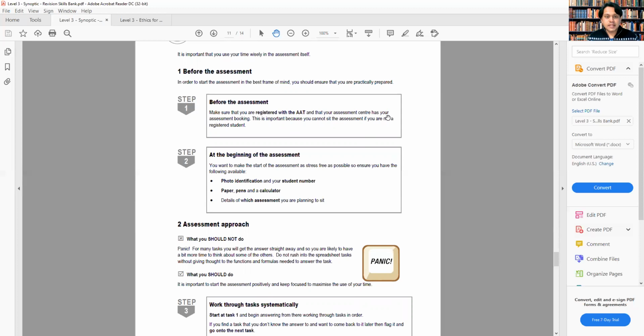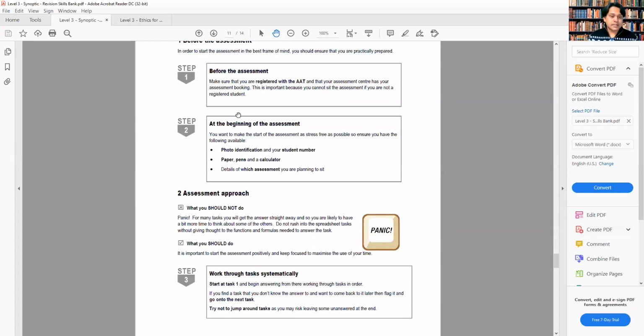Then your assessment centre has your assessment booking. Obviously, you need to make sure you book your exam, so you don't go and find there is no place for you. So you need to make sure the exam is booked before the assessment. At the beginning of the assessment, you want to make the start as stress-free as possible, so ensure that you have the following available. You should make sure you have all of this so you don't get stressed.